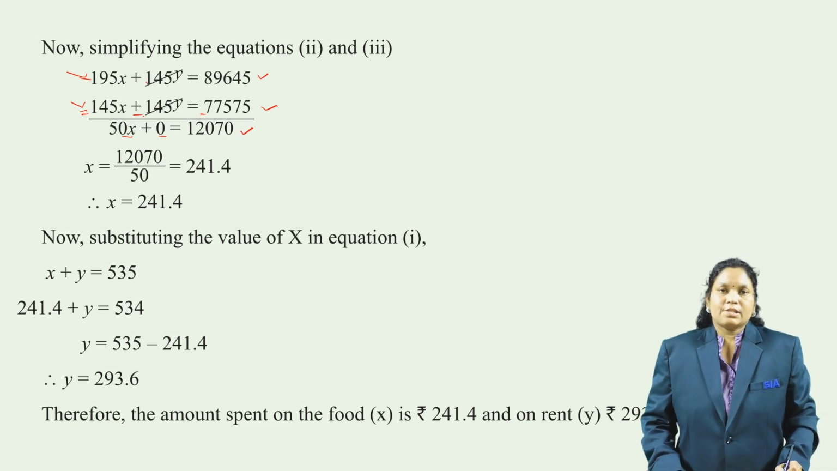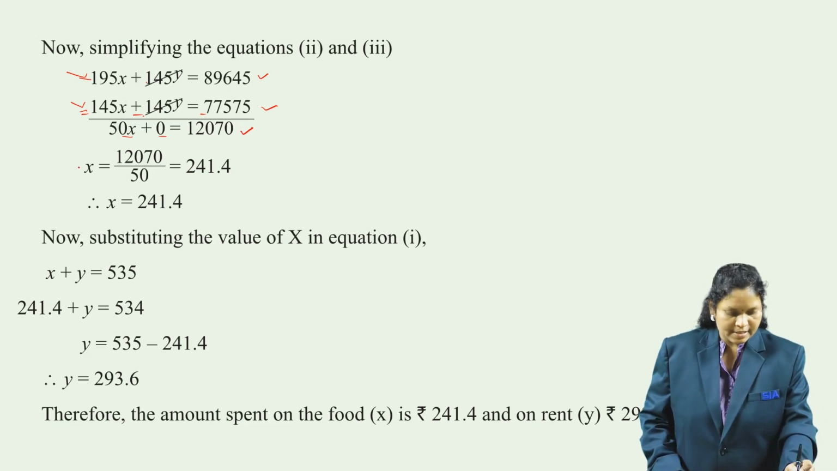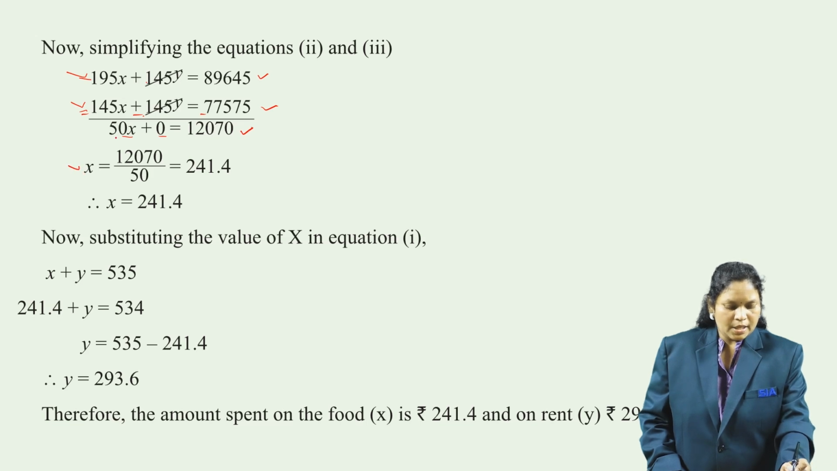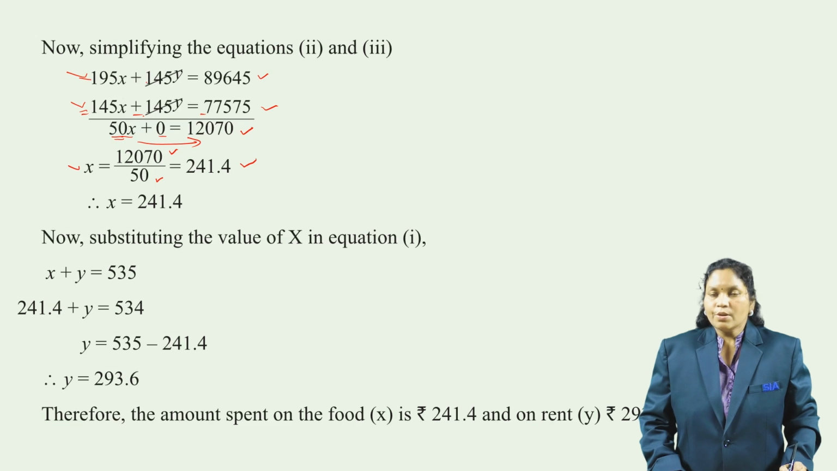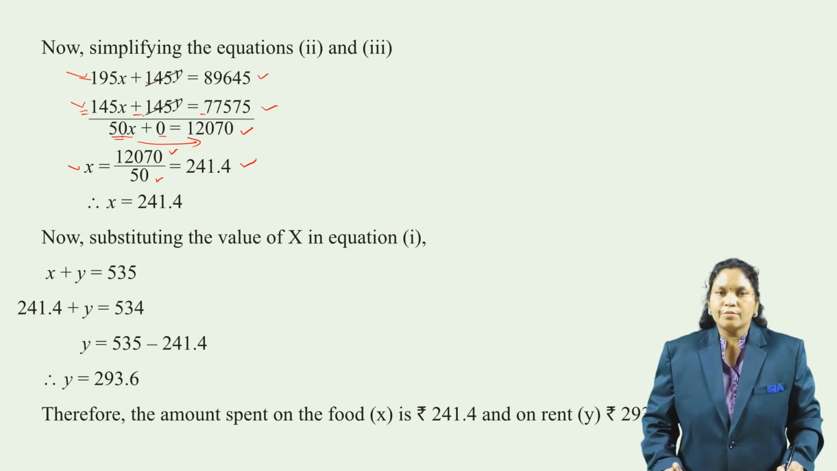Now, I need the x value, right? So, what I am doing is keeping x as it is on the left side, the multiplication part goes to the other side and becomes a division. So, 12070 divided by 50 you do, and got the answer for x. So, the x value I have obtained now. Now, we have to go for obtaining the y value.